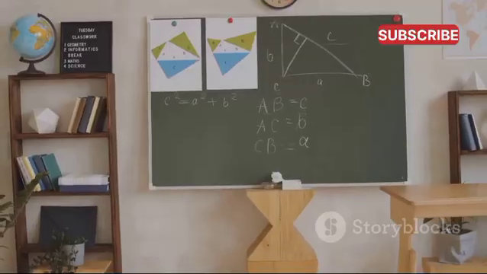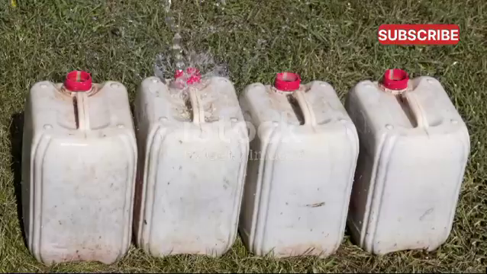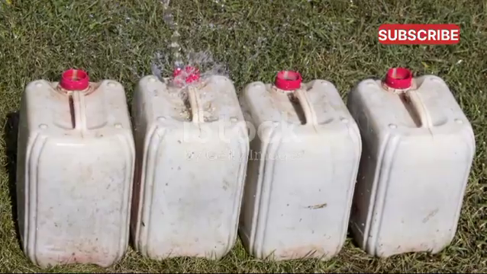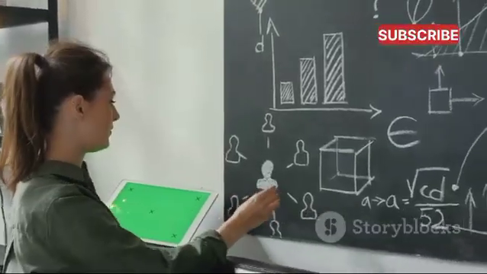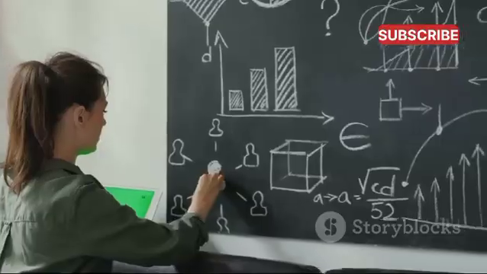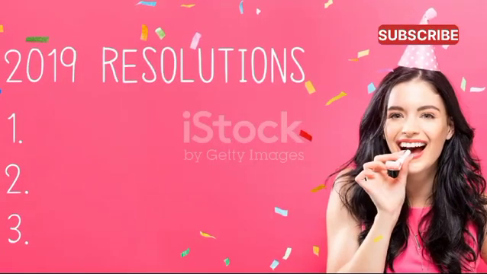Cylinders come next. The volume is pi times radius squared times height. Imagine filling a can with liquid. That's the space inside. For cones, the volume is 1/3 pi times radius squared times height. Picture a party hat. It's 1/3 of a cylinder.